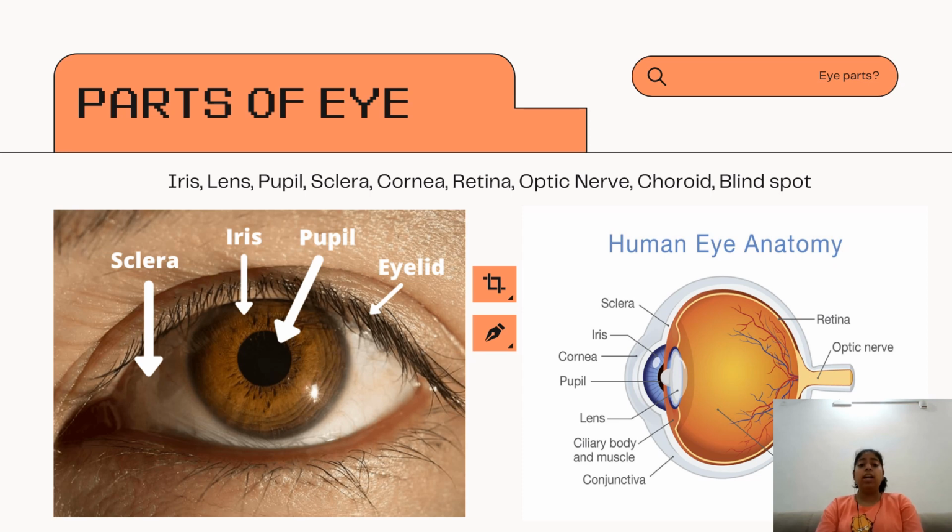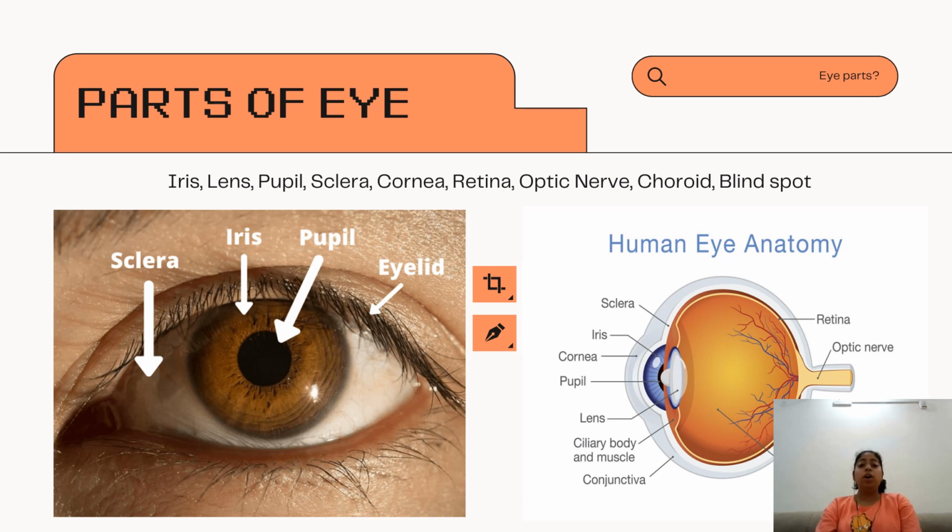Now, let us look at the parts of the human eye. Iris. The iris is a thin pigmented structure found in the eye that regulates the amount of light that can enter the retina. It determines eye color. Lens. The lens allows the eye to focus on an object at varied distances. Pupil. It is an opening that allows the light to pass through the lens. Sclera. It is a protective covering that wraps over most of the eyeball. It gives the eyeball its white color.